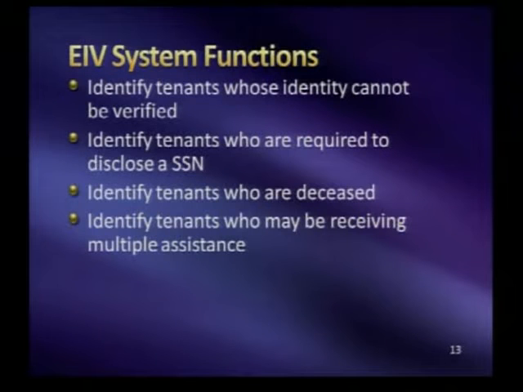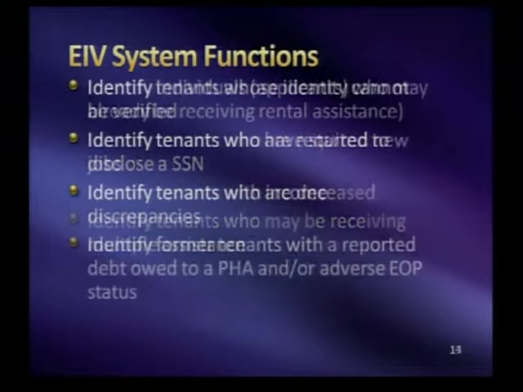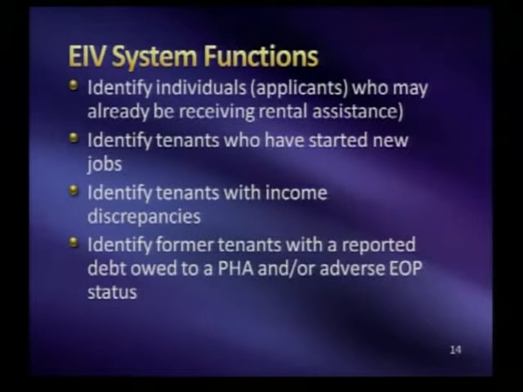And also, it's identifying tenants who may be receiving multiple assistance either in the public housing, choice voucher program, project-based Section 8 program, or multifamily housing Section 8 programs. And so there's a cross-match between PIH and multifamily housing programs to identify tenants who may be double-dipping and receiving multiple rental assistance. The system also identifies individuals or applicants who may already be receiving rental assistance, okay?